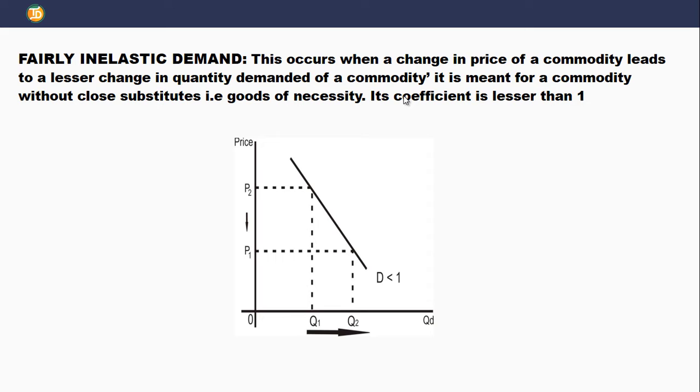It means the commodity has a fairly inelastic demand. Look at this diagram. The price fell from price 2 to price 1. At price 2, quantity 1 was demanded. When the price fell to price 1, quantity increased, but in a lower measure, which means that the percentage change in quantity is lesser than percentage change in price. So we are going to have a coefficient lesser than 1.